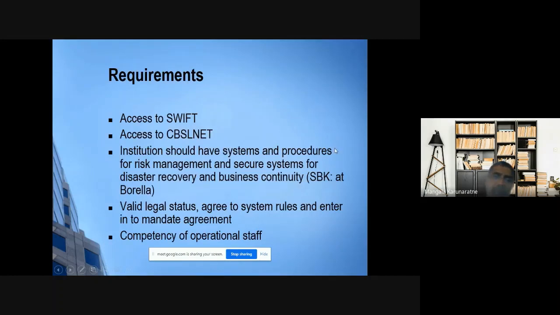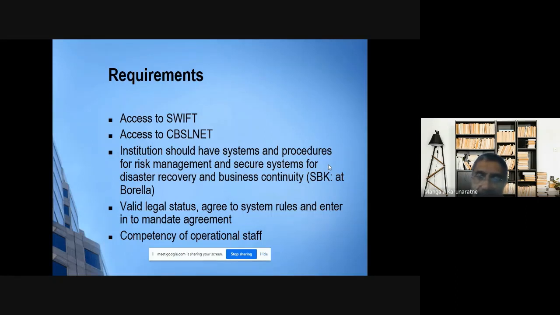So the requirements to become a participant: you need to have access to SWIFT. If you don't have it, but in the Sri Lankan market, most of the banks have SWIFT. Almost all the banks, right? All the banks have SWIFT, right? Mr. Ratnayake will vouch for that, because I think he was heading this SWIFT alliance until very recently.